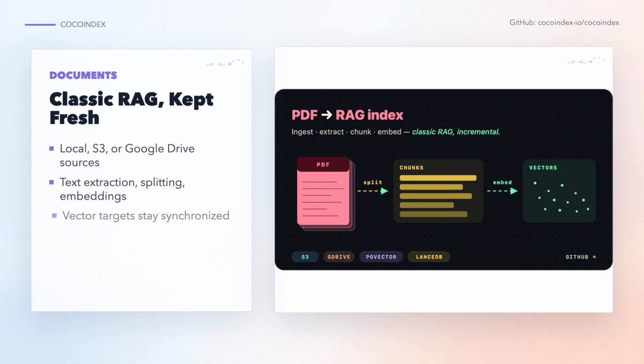The PDF example is the classic RAG workload. Pull documents from local storage, S3 or Google Drive, extract text, split it, embed it, and write the chunks to a vector database. CocoIndex does not make that idea exotic, it makes the operational behavior clearer. When the source changes, the index is supposed to follow without someone remembering to run a full batch job. The same pattern applies to the documents teams actually change every week.